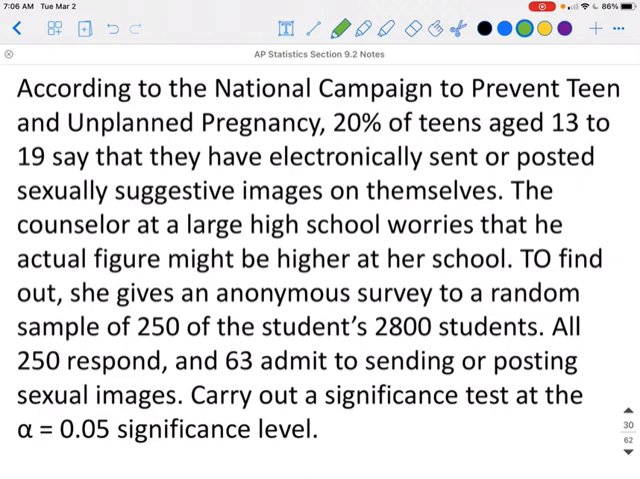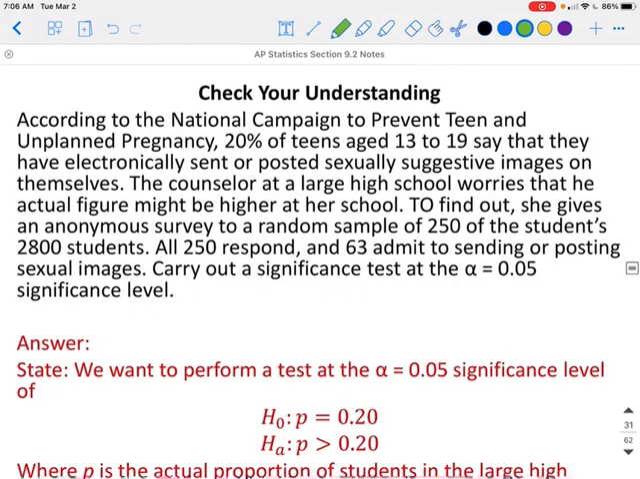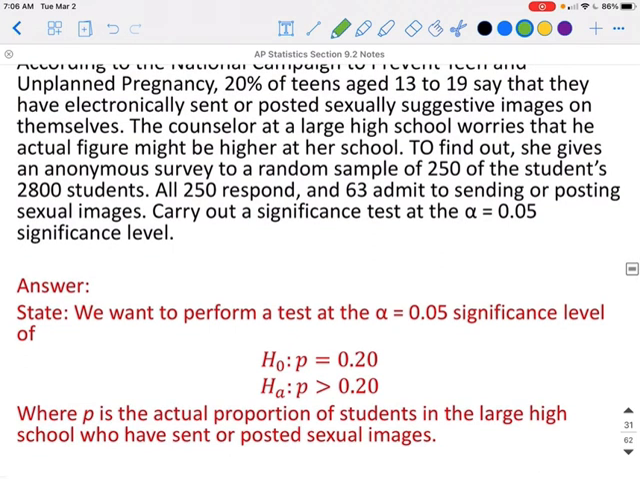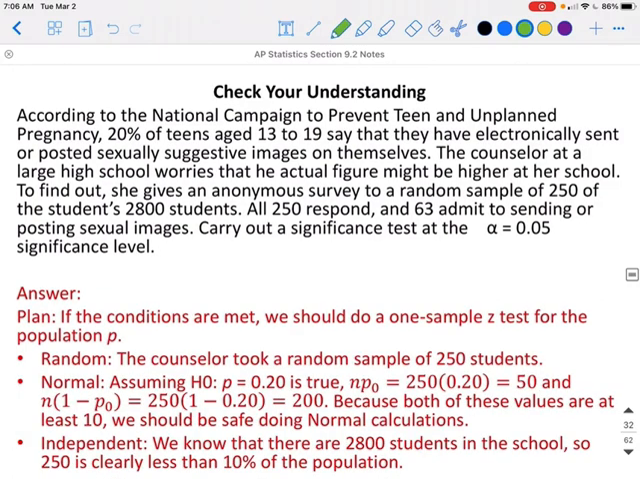So first you're going to state what we're trying to solve. Remember, you need to tell me what the significance level is, the null and alternative hypothesis, and then you need to define your parameter. So we want to perform a test at the alpha equals 0.05 significance level of the null hypothesis that p equals 20% and the alternative that p is greater than 20%, where p is the actual proportion of students in the large high school who have sent or posted sexual images.